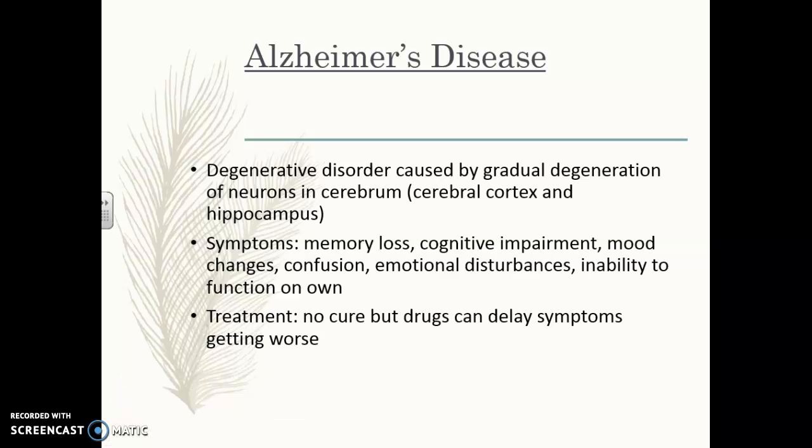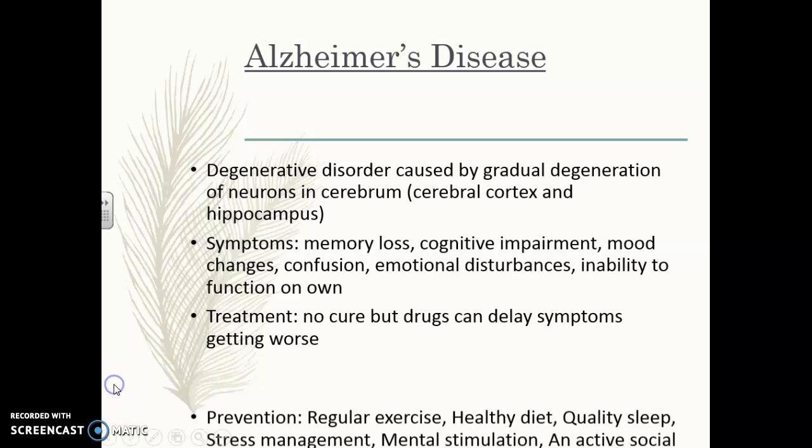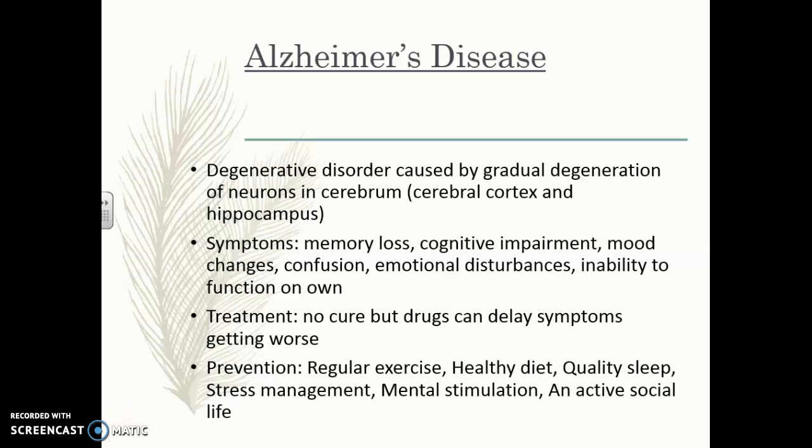Again, there is no cure for Alzheimer's disease, but there are drugs that will delay the symptoms from getting worse for a longer period of time. How could you prevent this disorder? Regular exercise, having a healthy diet, getting quality sleep, managing your stress, giving yourself mental stimulation so that you keep learning things, and having an active social life. Not an active social media life, but an active social life where you're physically seeing people and doing stuff with people.